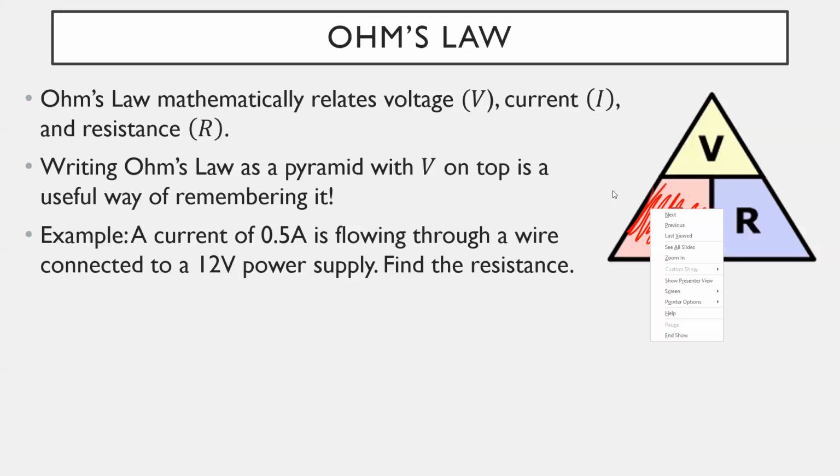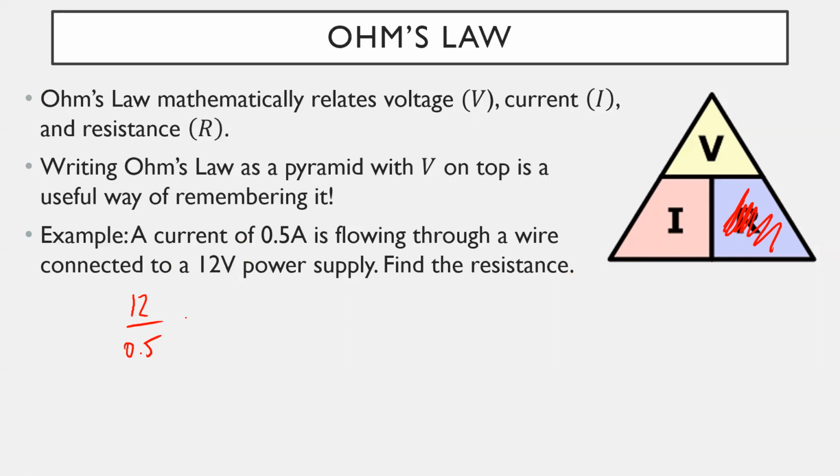It's useful for me, at least. I've always liked using that. Here's a quick example. A current of 0.5 amps is flowing through a wire connected to a 12-volt power supply. Find the resistance. Okay, so we're looking for resistance. Cover resistance up. And then you see, it's voltage divided by your current. So 12 divided by 0.5. If you need a calculator for that, go for it. But 12 divided by 0.5, it's 24. And that's resistance.